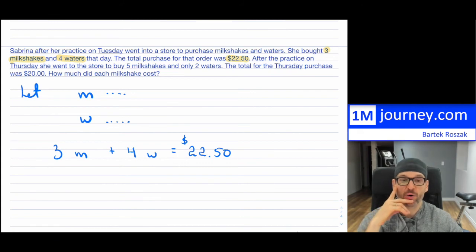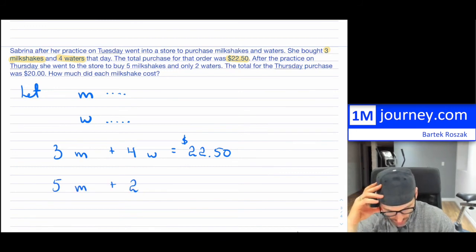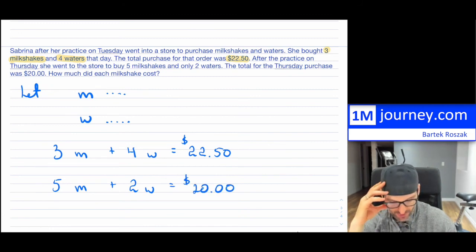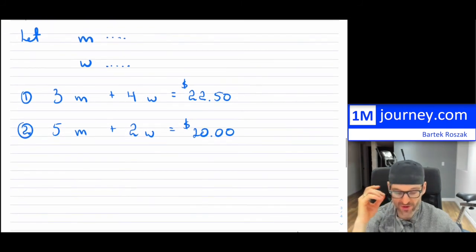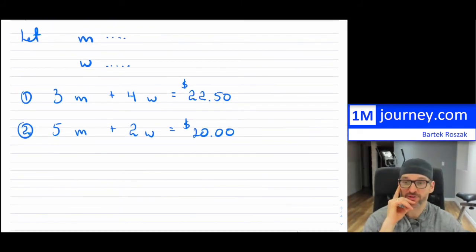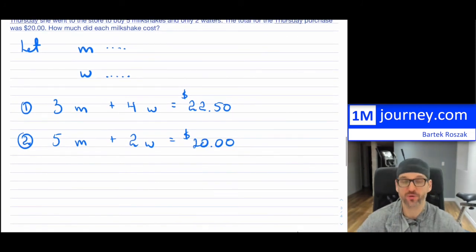Now the second one is we have 5 milkshakes and only 2 waters, and that cost us $20. So notice, 2 equations. So it's a linear system, and now we can go ahead and solve. Now, what do they want us to solve for? How much did each milkshake cost? So we want to know the milkshake.